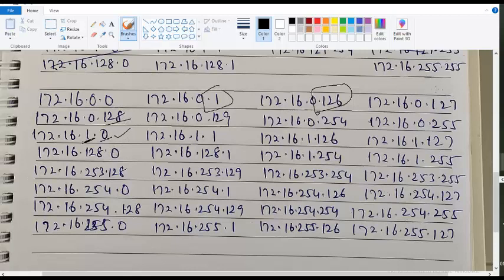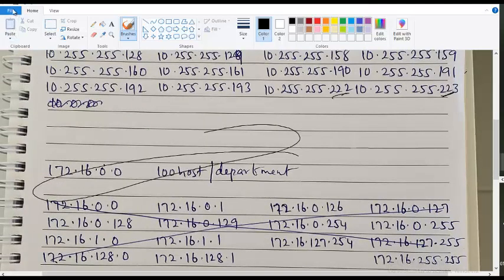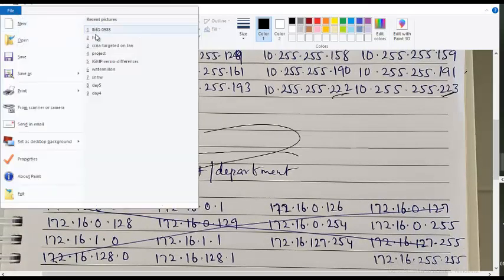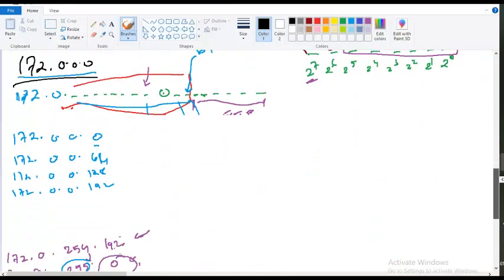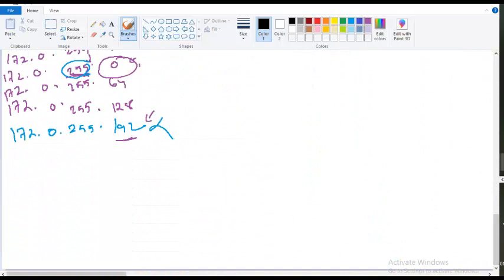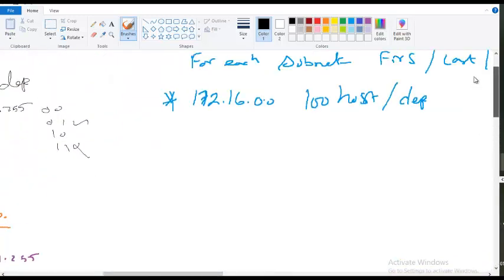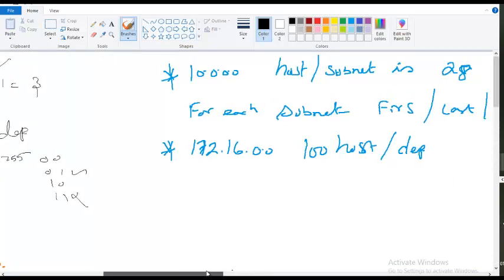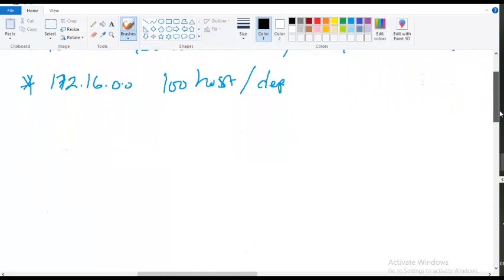So I'm going to do this problem. You can compare this later. 172.16. Let me do it. Homework. This is the homework I gave you. The first one was good. Now this one.